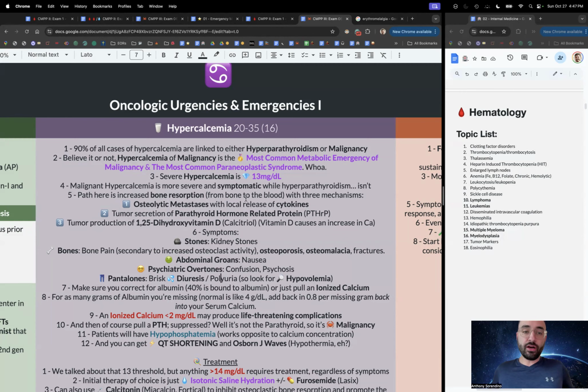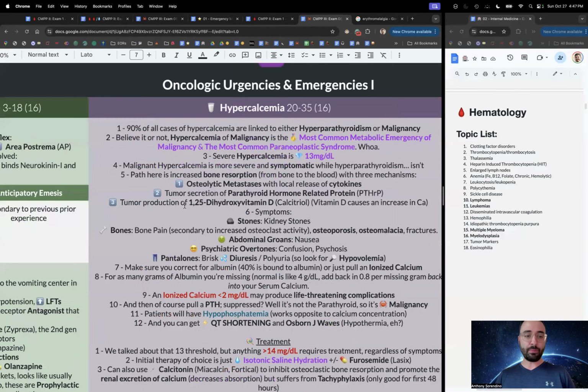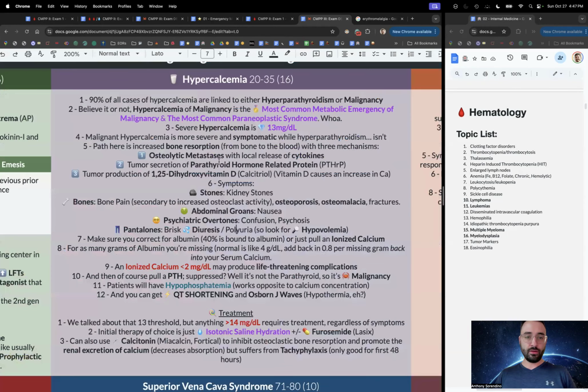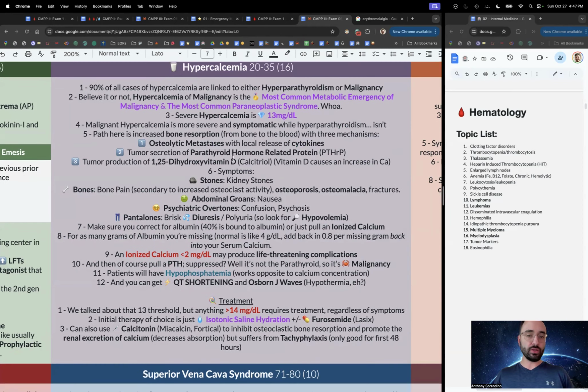All right, hypercalcemia of malignancy is the most common metabolic emergency of malignancy and the most common paraneoplastic syndrome. I would not have remembered that. That's crazy. Never would I have thought of that. I probably would have said like tumor lysis syndrome. The pathophysiology here is increased bone resorption. And remember, resorption is not absorption, it's pulling from bone to the blood with three mechanisms: osteolytic metastases, tumor secretion.